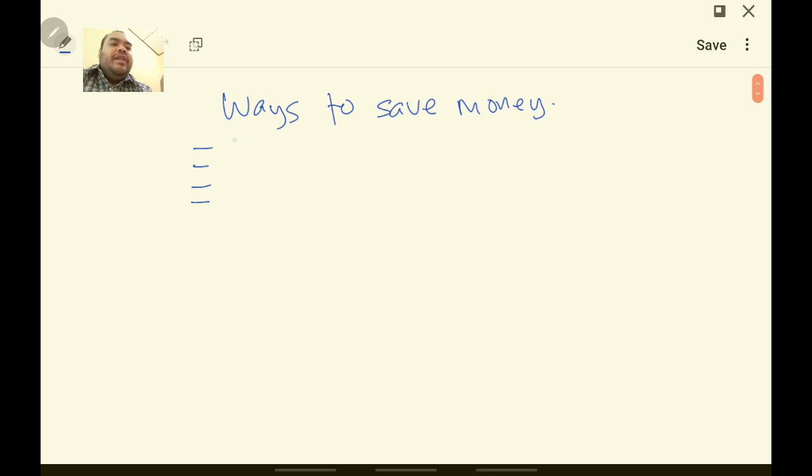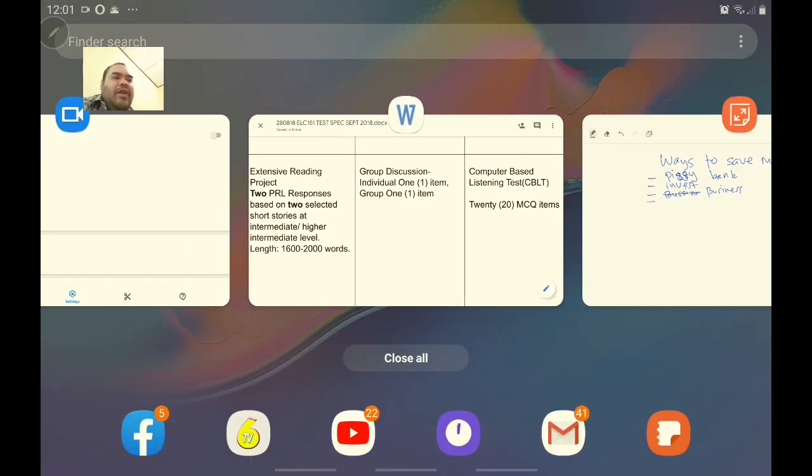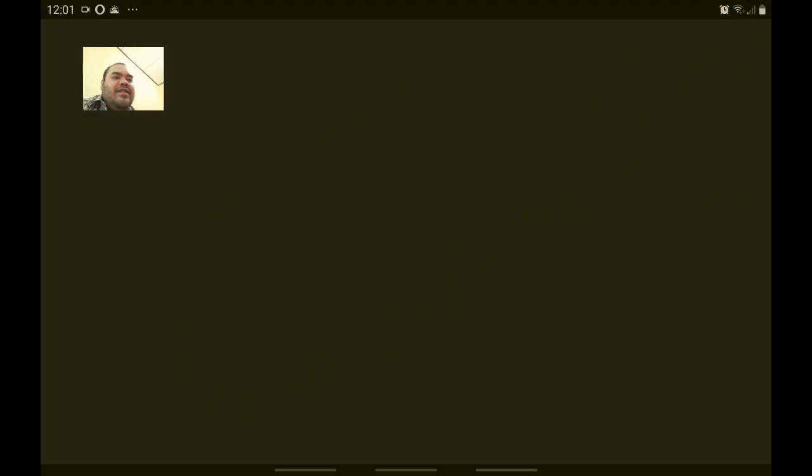So maybe the first one would be piggy bank, and then maybe the second one would be invest. The third one would be business. Sorry, did I get it right? Business, whatever. And then why am I getting confused right now? Let's just search for it. Business.